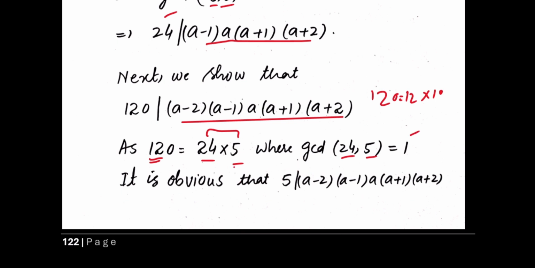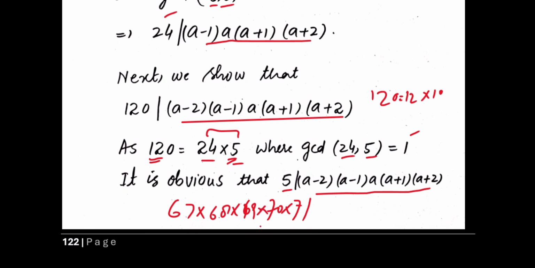So now I have to show that 5 divides the product of 5 consecutive integers. It is obvious that when you take the product of any 5 consecutive integers, one of them must be a multiple of 5. So it is clear that 5 divides the product of any 5 consecutive integers. You can choose any 5 consecutive integers from anywhere. For example, you start from 67, 68, 69, 70, 71. You can see which integer is divisible by 5. Clearly 70 is divisible by 5. So whenever you take the product of any 5 consecutive integers, the product will always be divisible by 5.